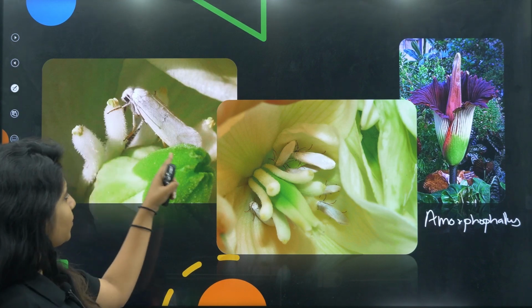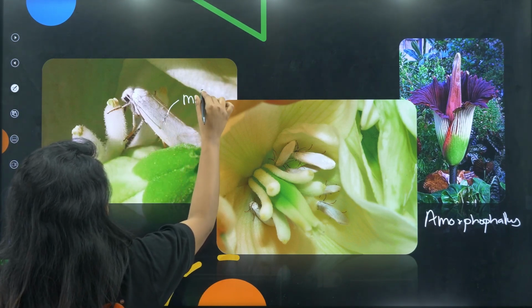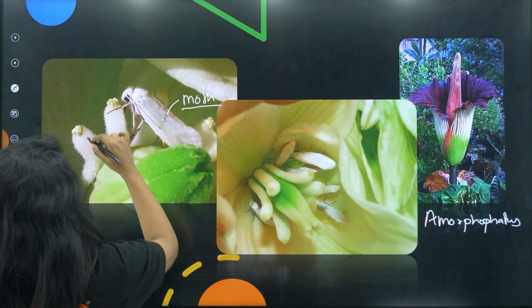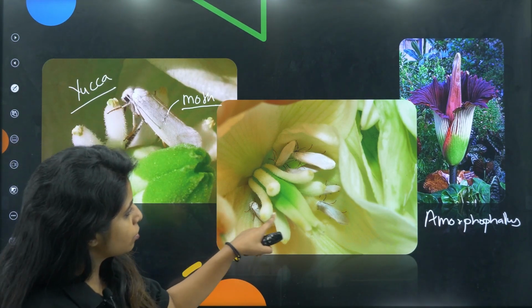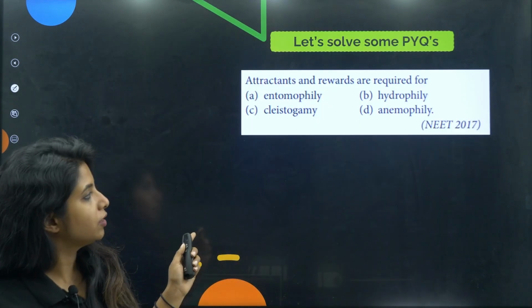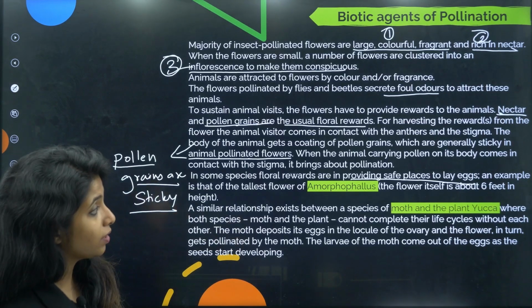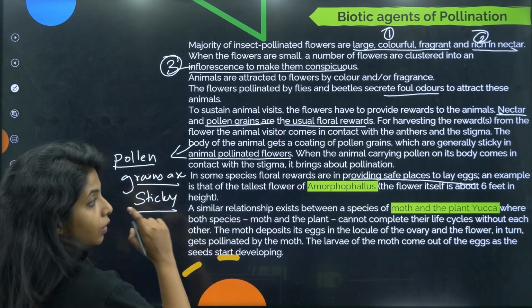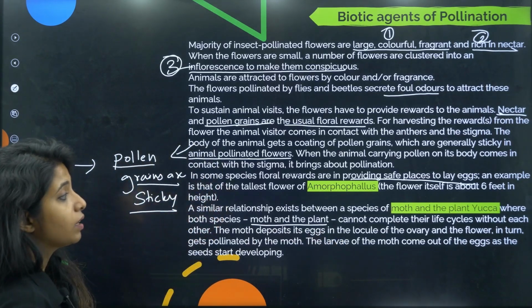Now, over here you see something else. What is this, children? This is a moth. This flower that you see is of yucca plant. Okay, these are small moths over here. So, they also show a similar kind of thing. Let us read about that also. So, a similar relationship exists between a species of moth and the plant yucca, where both species, moth and the plant, cannot complete their life cycle without each other.